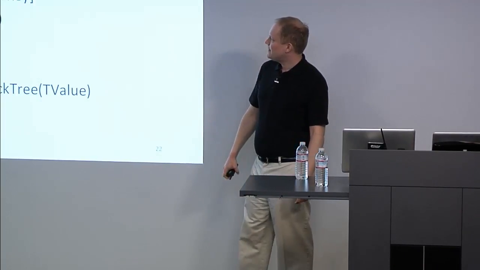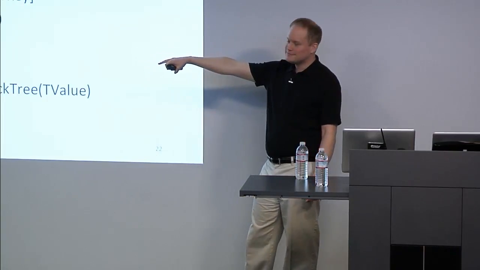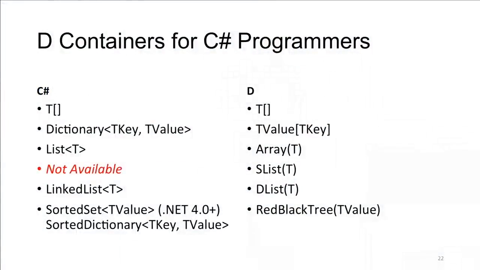D containers for C# programmers. Now, notice the red one there? That is because C# does not have anything like a singly linked list. They don't do it. I don't know why. List of T over there is actually most analogous to an array of T. And that's an implementation detail in C#. I don't know why they chose to do it that way.